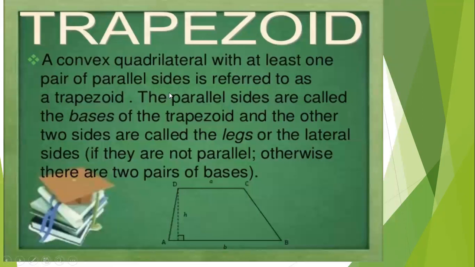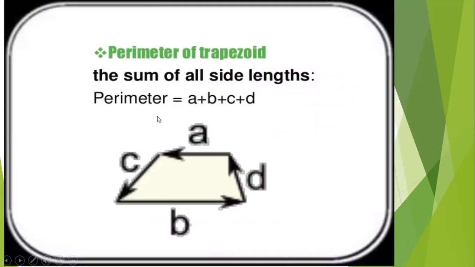Then we have what we call a trapezoid. It is a convex quadrilateral with at least one pair of parallel sides, and it is referred to as a trapezoid. Sometimes we also call it a trapezium, as you can see here. So for perimeter, of course, we just add up the length of each of those sides. So it is A plus B plus C plus D, as you can see there.